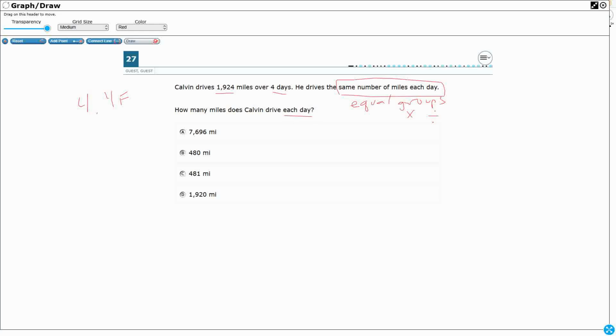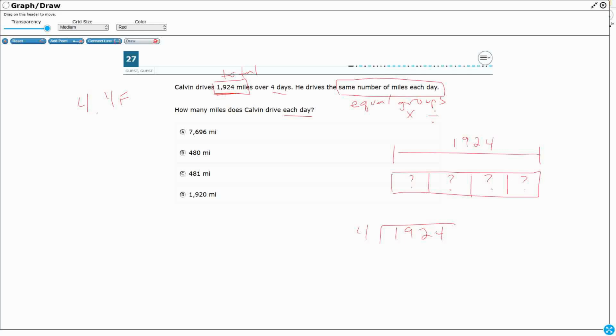So the trick here is, what is the relationship between these two quantities? Well, if he drives this many miles, this is our total. So I need to draw a strip diagram here, and I'm going to put 1,924 as my total. And he's going to drive it in 4 equal days. So I will simply cut it like that. And my question is, how much is each day? Now, if we can get our kids this far, then they will most likely say, oh, this is going to be a division relationship. I need to divide 1,924 by 4. But this is the tricky part, to understand that we are going to be dividing.